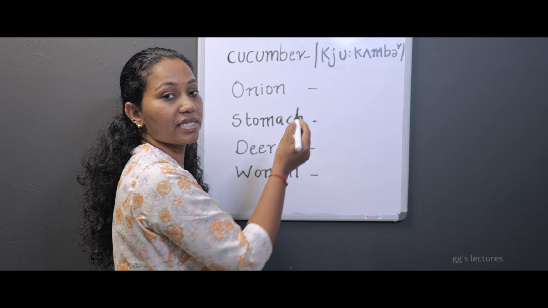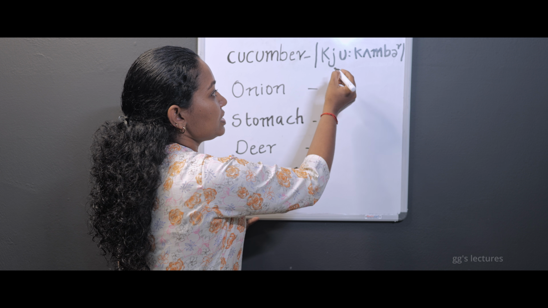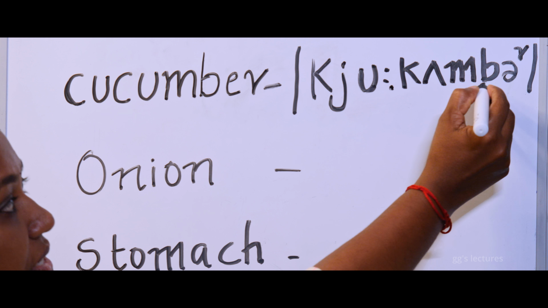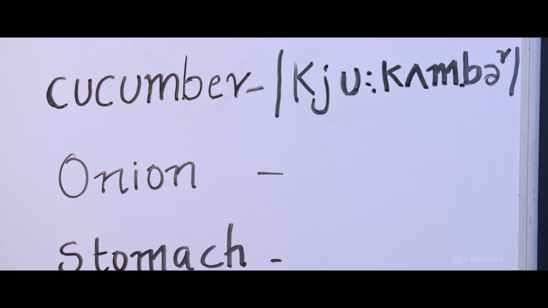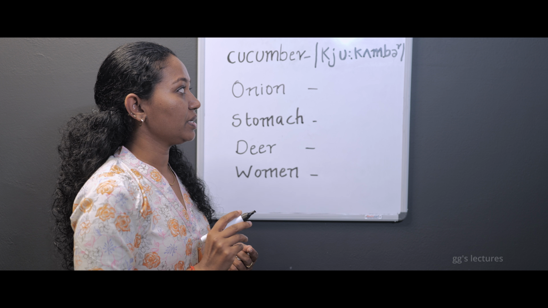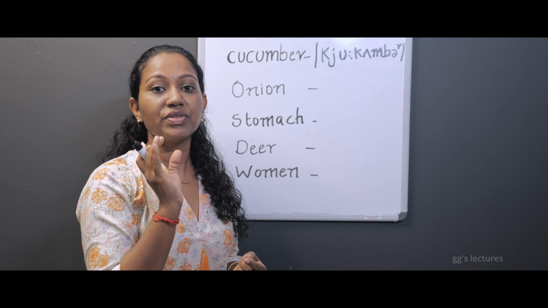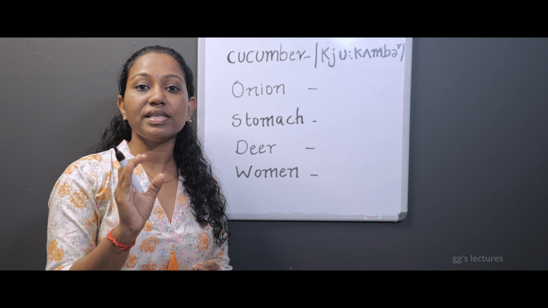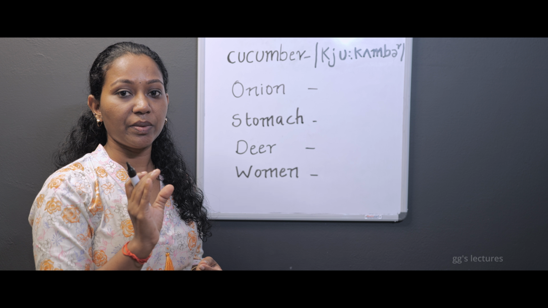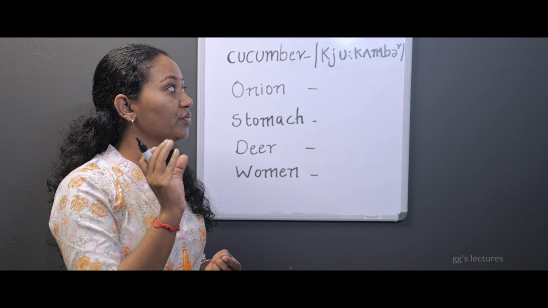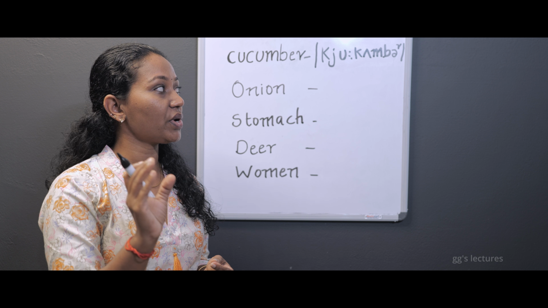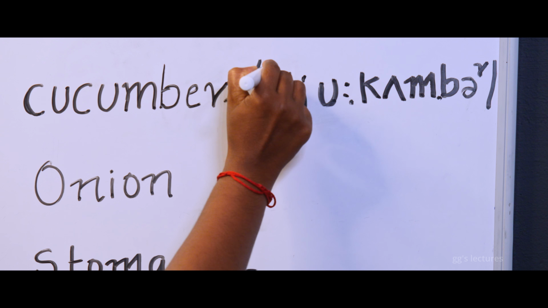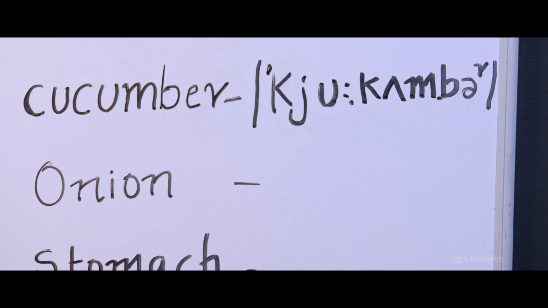So this word has got 3 syllables. Let's see. Cu is the first syllable. Cum is the second syllable. And ber is the third syllable. If the word is a noun, the stress goes on the first syllable. In English, if the word is a noun, the stress goes on the first syllable. So we should stress the sound Cu.